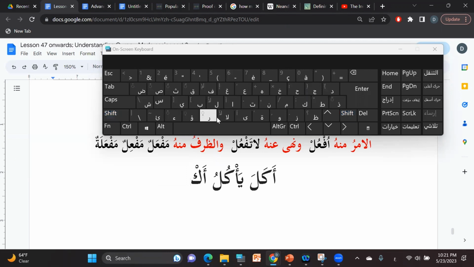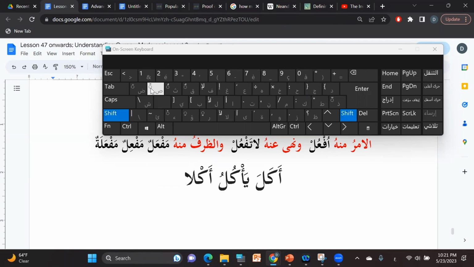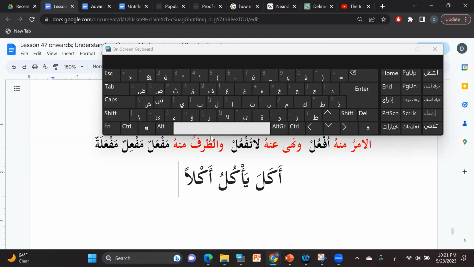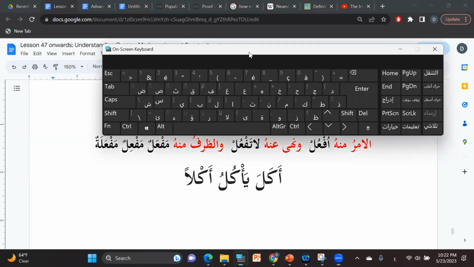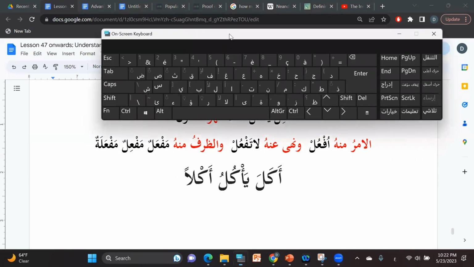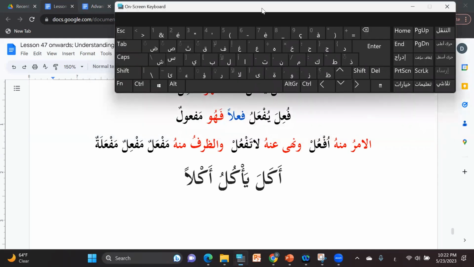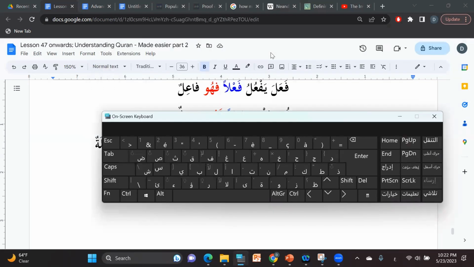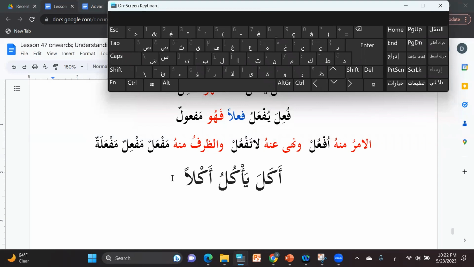Akala, right? Akala fahuwa... Now ism fa'il. Tell me the ism fa'il pattern. What is the ism fa'il pattern? Yes, ism fa'il, not maf'ul. We are doing Sulasi Mujarrad. So fa'ilun, on the pattern of fa'ilun, right?